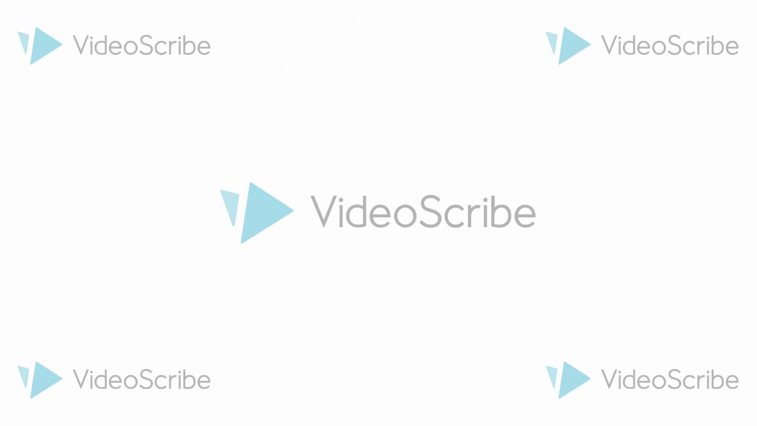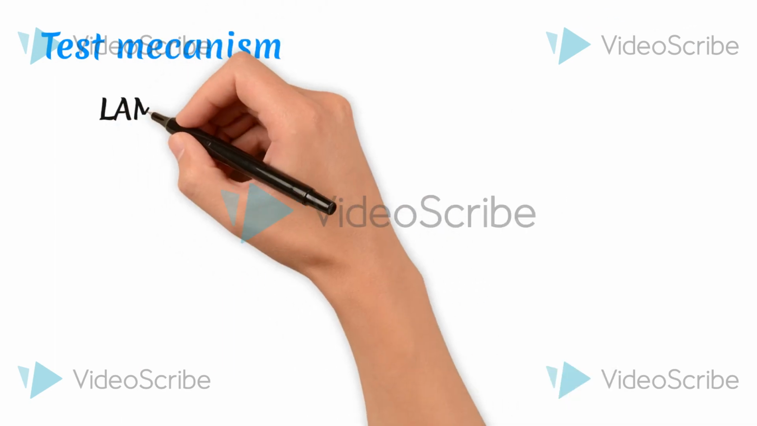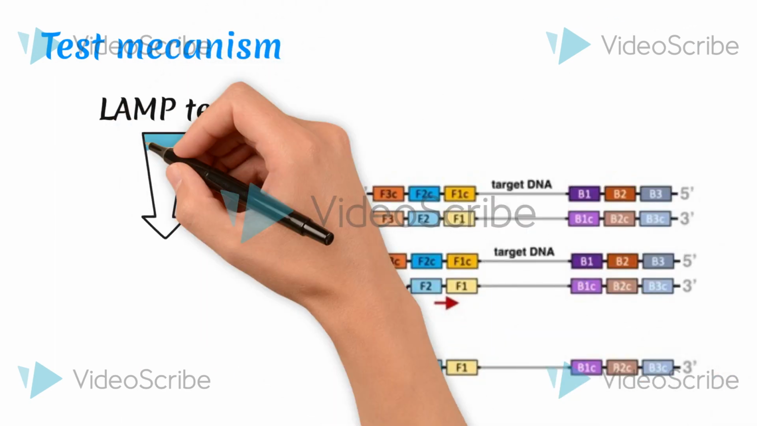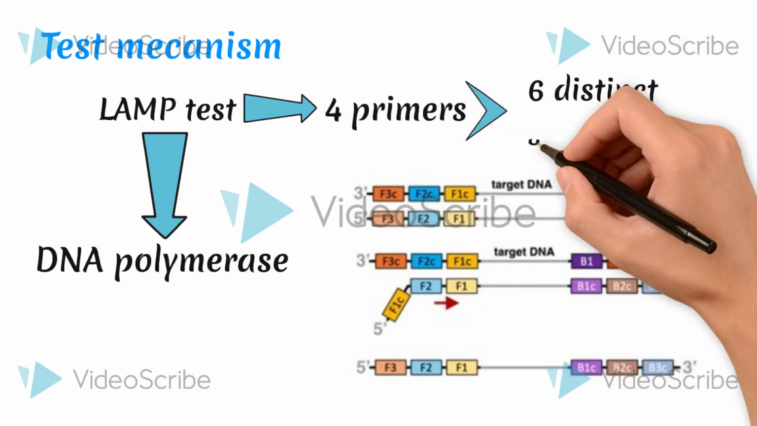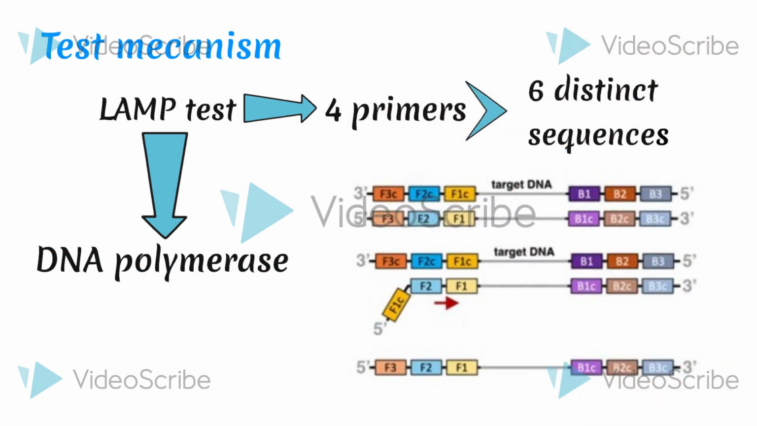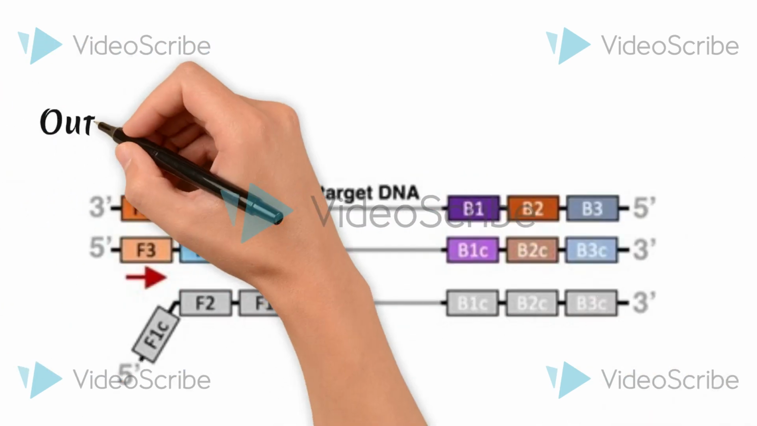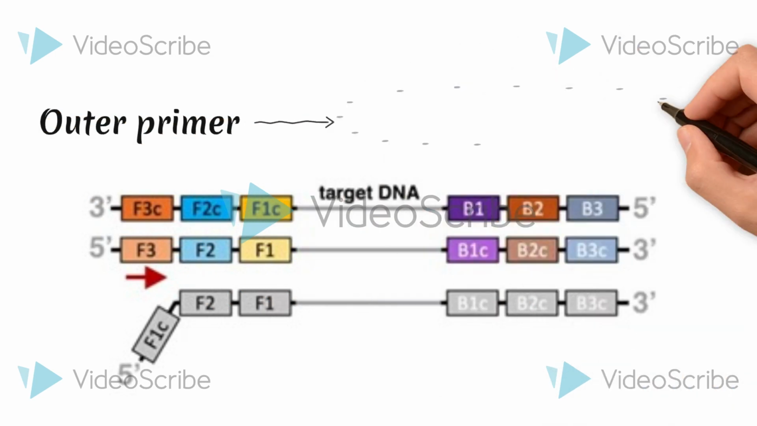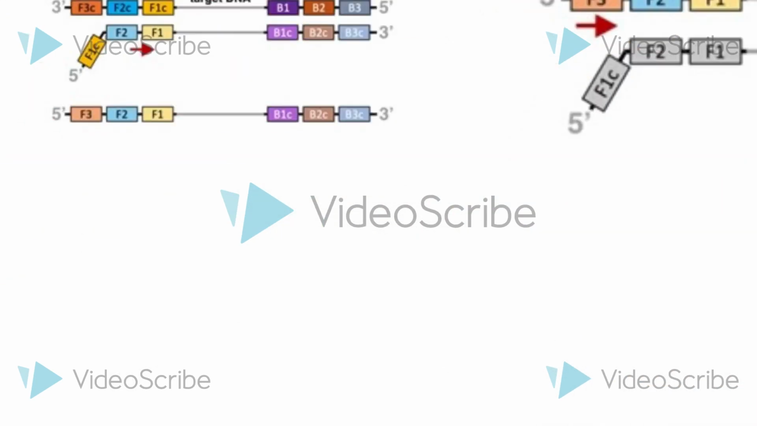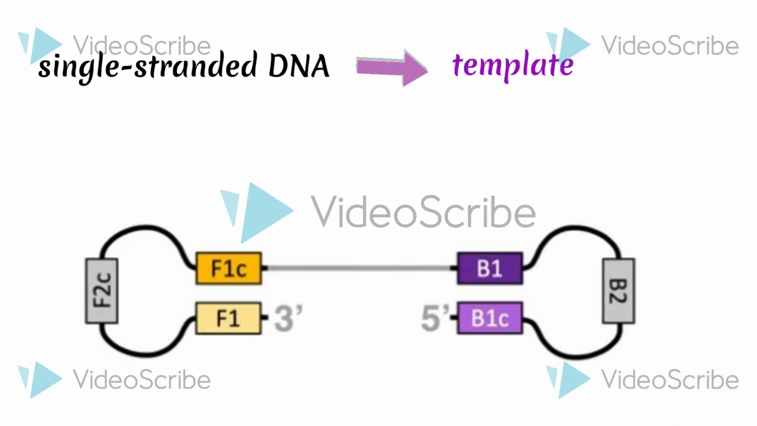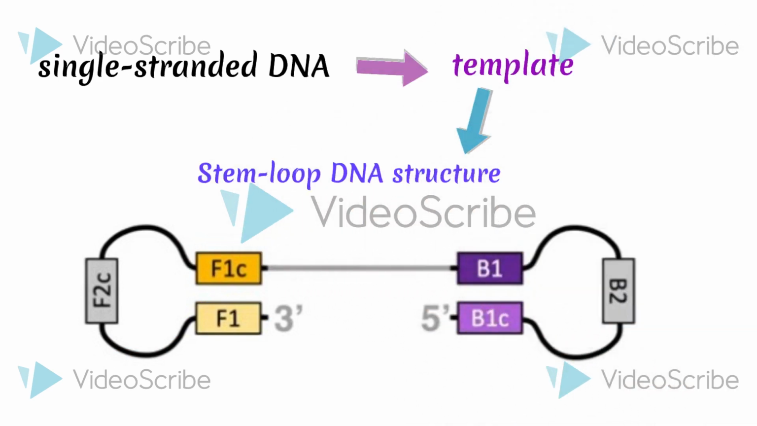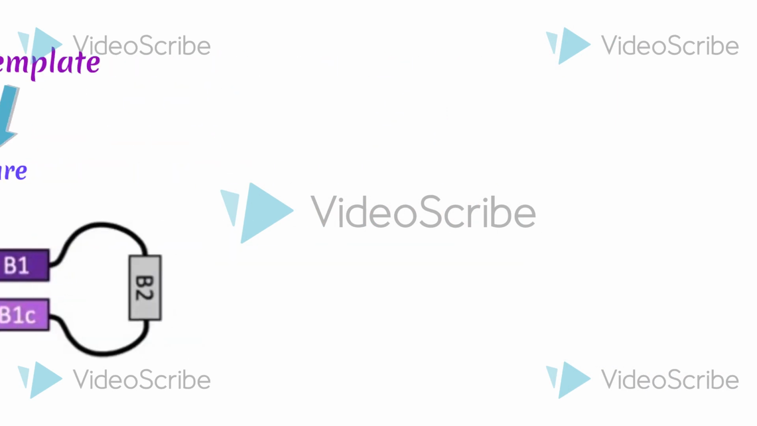LAMP tests employ a DNA polymerase and 4 primers that recognize 6 distinct sequences on the target DNA. An inner primer containing sequences of the sense and antisense strands of the target DNA initiates LAMP. Strand displacement DNA synthesis primed by an outer primer releases a single-stranded DNA, which serves as a template for DNA synthesis, which produces a stem loop DNA structure by the hybridization of outer and inner primers.